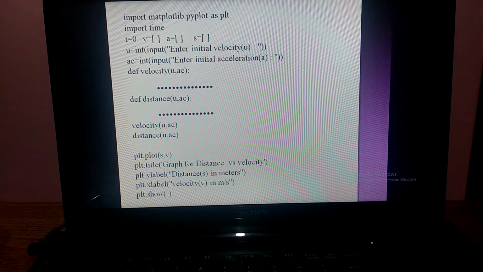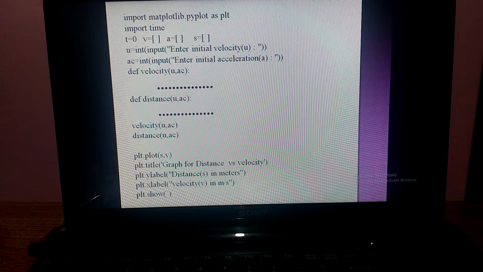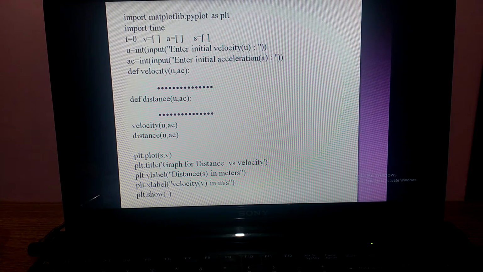Now let us see how we have done in our program. I am using Matplotlib to plot my graph. It is a package. In that package I am using pyplot. Pyplot supports all the methods mentioned in this program, like plot, title, x label, y label, or show. All these methods are present in this class, pyplot.